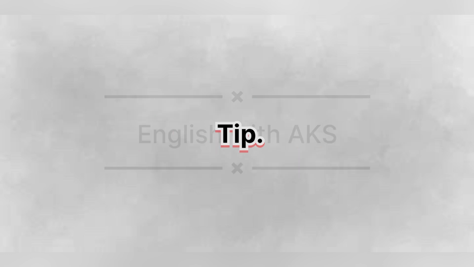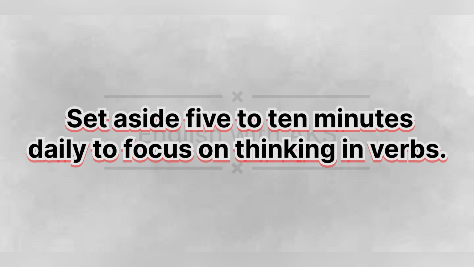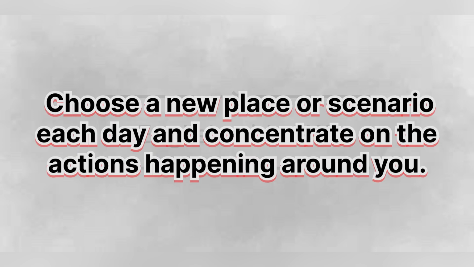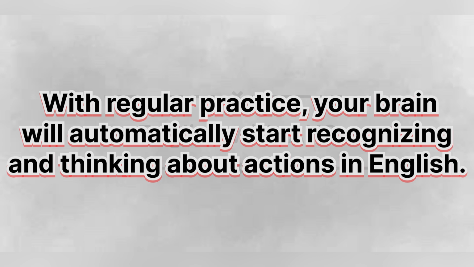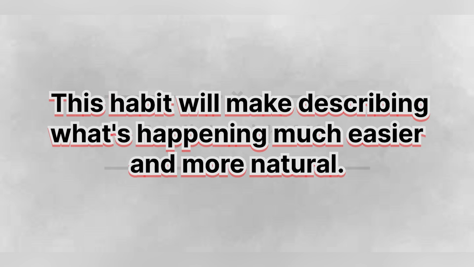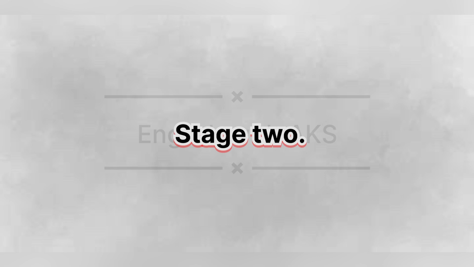Key practice tip: set aside 5 to 10 minutes daily to focus on thinking in verbs. Choose a new place or scenario each day and concentrate on the actions happening around you. With regular practice, your brain will automatically start recognizing and thinking about actions in English. This habit will make describing what's happening much easier and more natural.